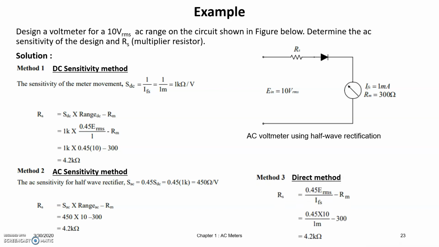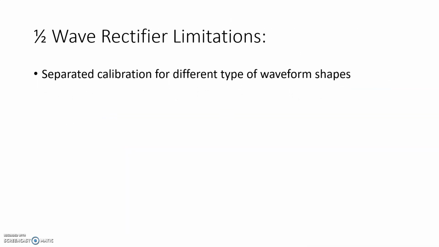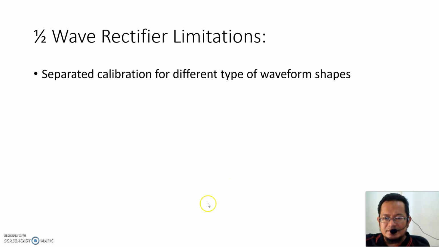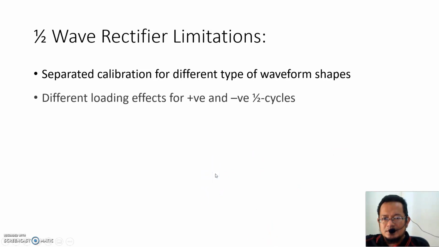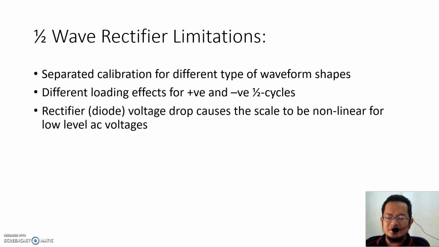Before we move on, the half-wave rectifier has some limitations. One limitation is that if you have a different waveform shape, then you have to do a separate calibration. If you have a difference between the positive and negative cycle, there will be different loading effects. And the rectifier diode voltage drop causes the signal to be non-linear for low levels of AC voltage.